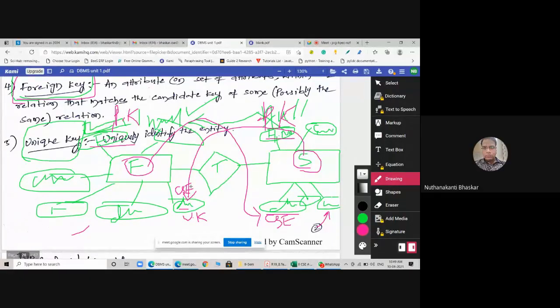Yes, sir. All of you? Yeah. So based on this, we are going to identify super key, candidate key, primary key, foreign key, and unique key. Now clear, all of you clear on keys? This is the second time I explain these keys because it is very important. Clear, everyone?